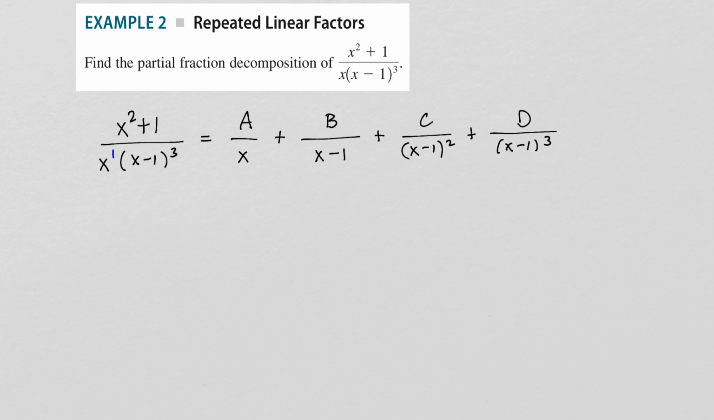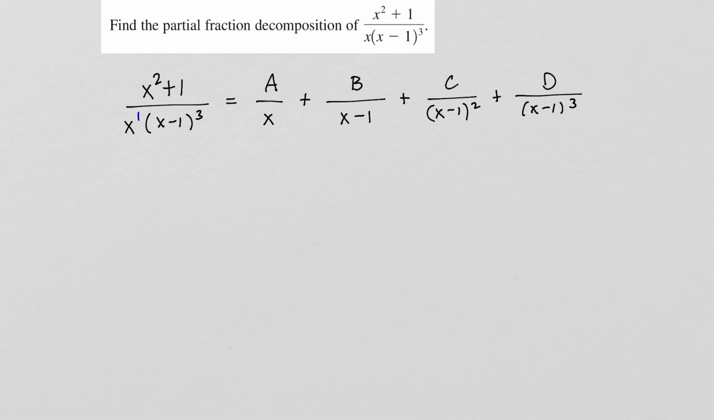Now, in terms of solving for a, b, c, and d, I'm going to take the same approach. We're going to multiply both sides by the least common denominator. And then, of course, we get cancellation on the left-hand side.